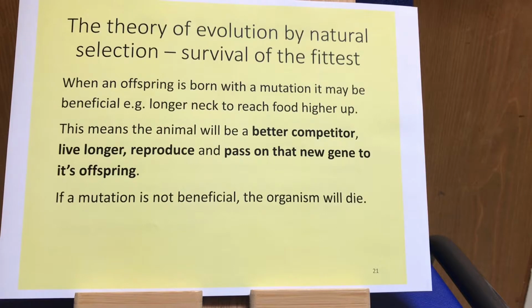If there has been a mutation that is beneficial, for example, a longer neck to reach food higher up, then the animal will be a better competitor. Okay, 1 mark. Live longer to reproduce, 2nd mark, potentially another two marks there. And then it will pass on that gene to its offspring. Okay, and so this will continue over time. And we call that natural selection, survival of the fittest. The fittest get to survive to pass on to their offspring.